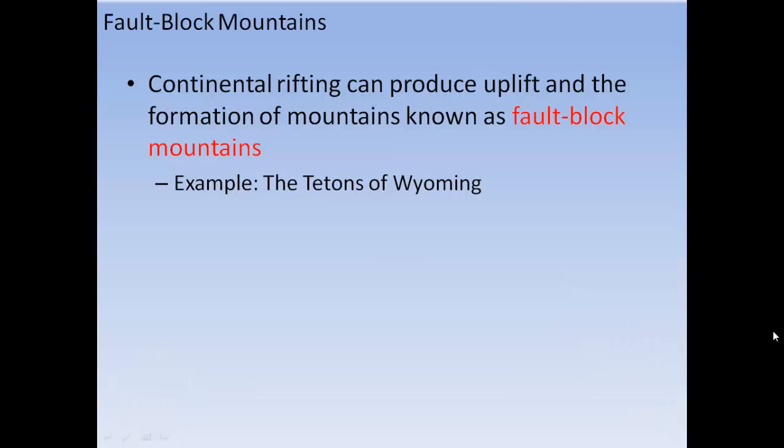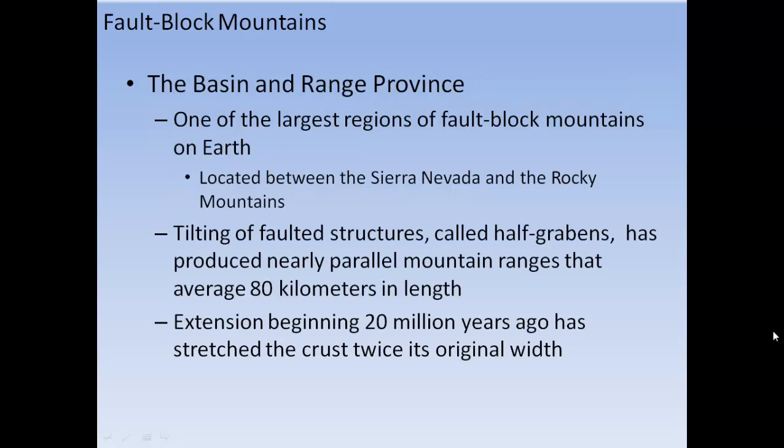Continental rifting can produce uplift and the formation of mountains known as fault block mountains, for example, the Tetons of Wyoming. The Basin and Range Province is one of the largest regions of fault block mountains on Earth, located between the Sierra Nevada and the Rocky Mountains. Tilting of faulted structures called half-grabens has produced nearly parallel mountain ranges that average 80 kilometers in length. Extension began 20 million years ago as the crust stretched to twice its original width.